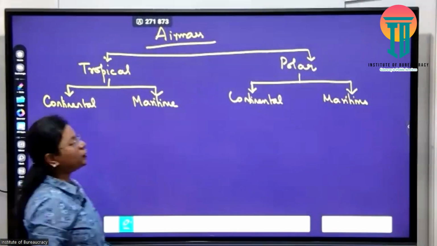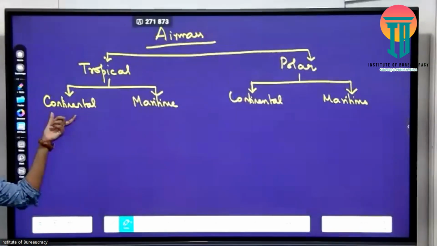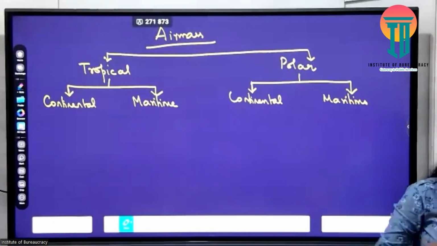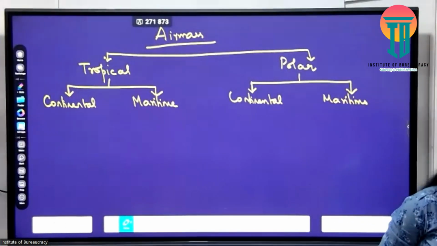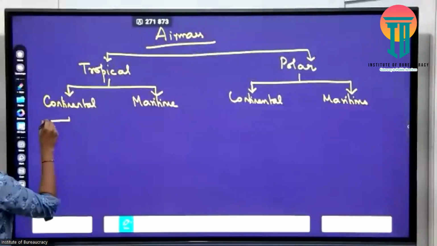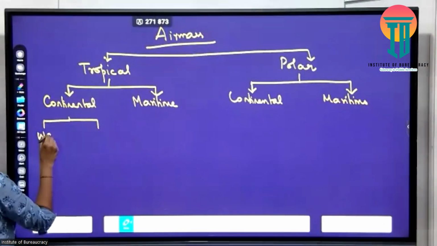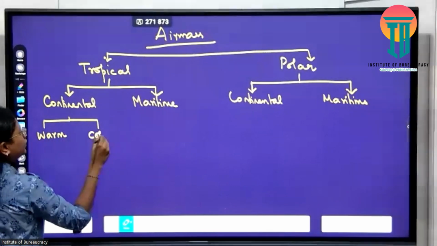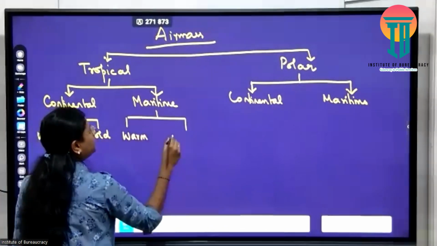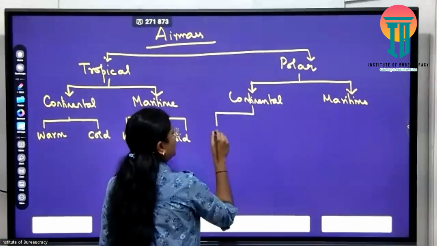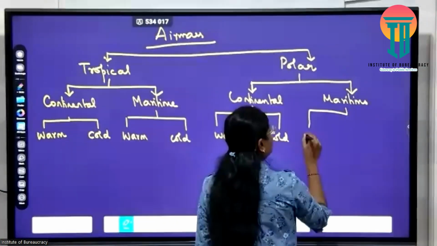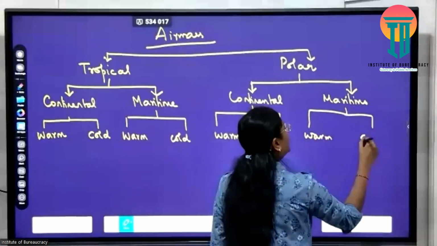Now what is the possibility? Possibilities are there. The continental region can be of warm nature and cold nature. So this is your warm air mass and cold air mass. Maritime also has the possibility of warm air mass and cold air mass. Warm and cold are in relative terms.